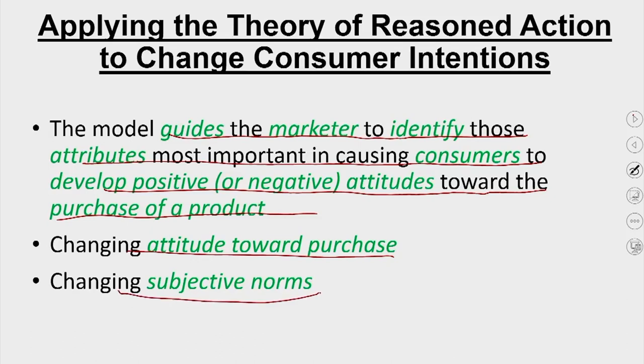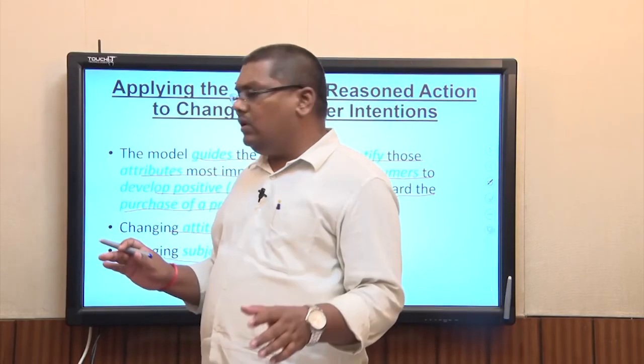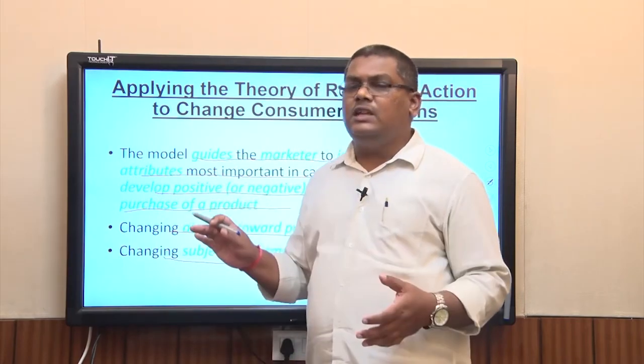I can also change people's subjective norm. Give them enough reasons why they should not trust other people in their life in the purchase, or give them enough reasons why they should not comply with what other people say. So, give them enough reasons why they should trust themselves and not other people in their life, or provide them enough reasons of what other people are saying and how it translates to the actual purchase. If you can do that, then you can change people's attitude.